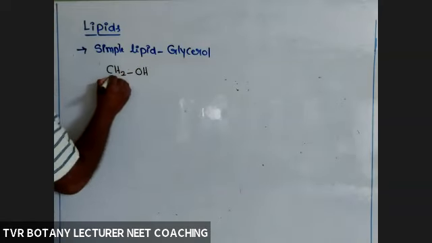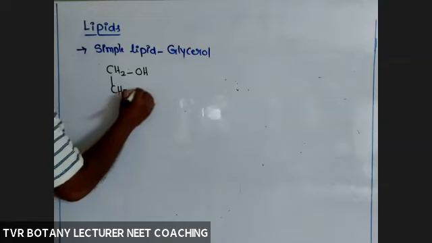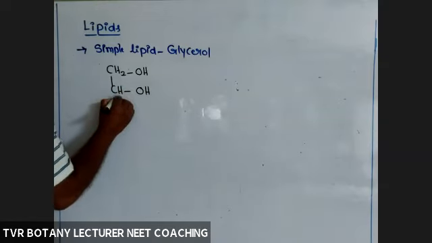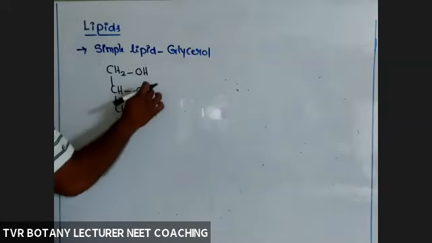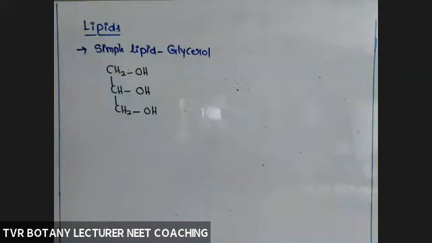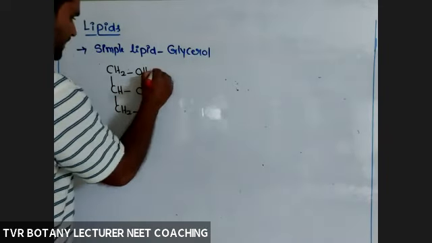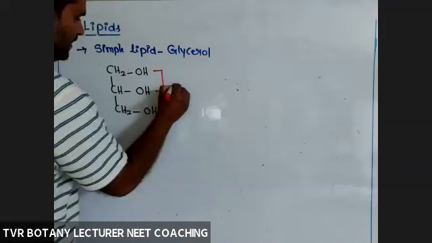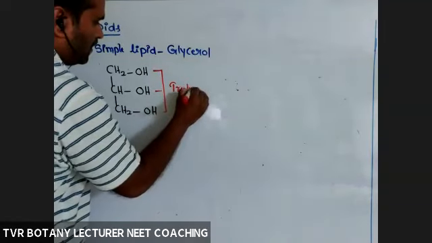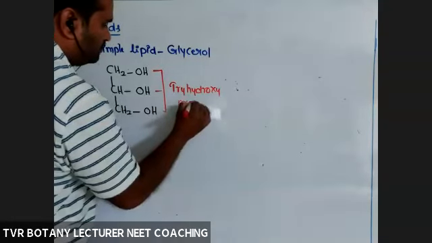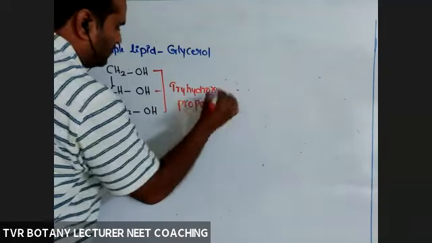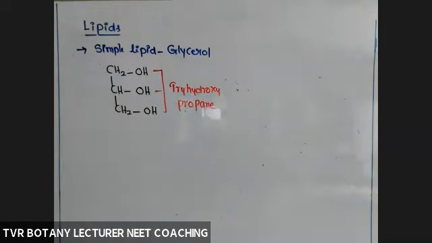CH2OH, hydroxyl group 1, CHOH, second OH, CH2OH. 1, 2, 3. So glycerol is a trihydroxy. It is also called, technically, according to chemistry, trihydroxy propane. Trihydroxy propane. Okay.